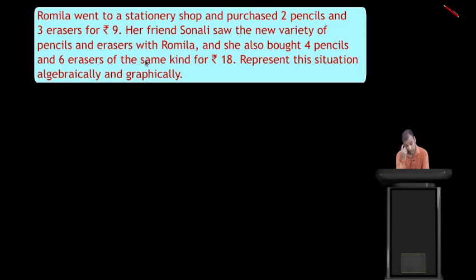Okay, now here's the question. Romila went to a stationery shop and purchased 2 pencils and 3 erasers for ₹9. Her friend Sonali saw the new variety of pencils and erasers with Romila, and she also bought 4 pencils and 6 erasers of the same kind for ₹18. Now you have to represent this situation algebraically and graphically. Okay, so first we have to make an equation for this one. It is called algebraically.